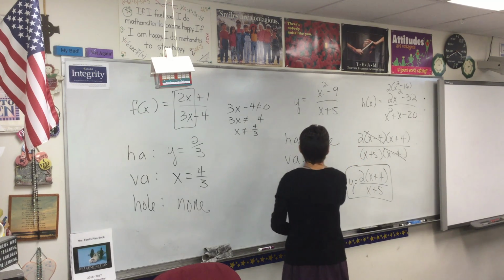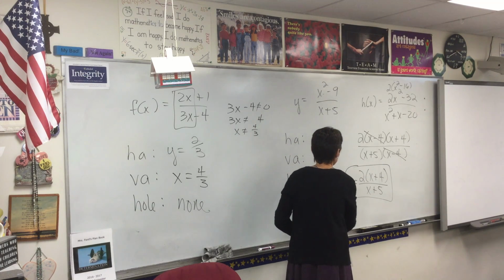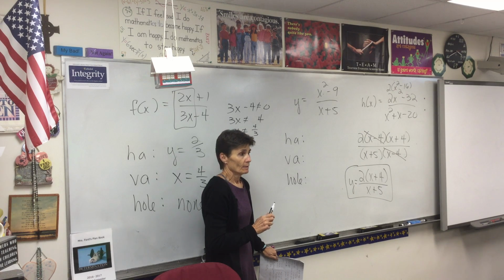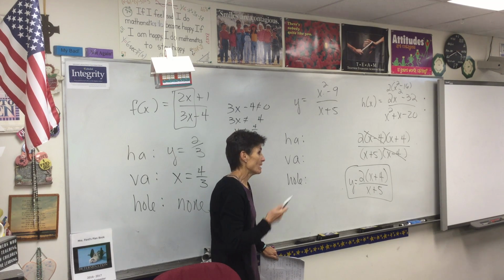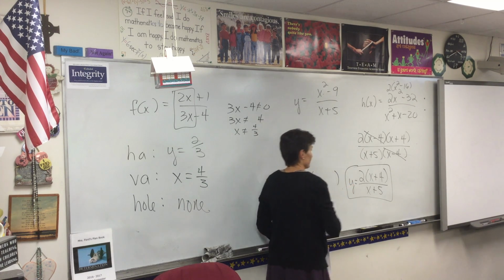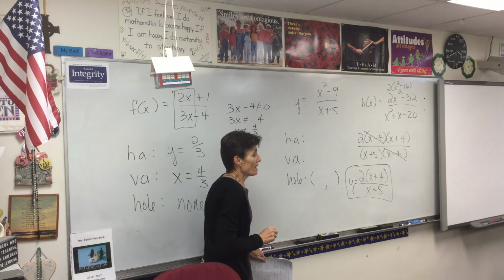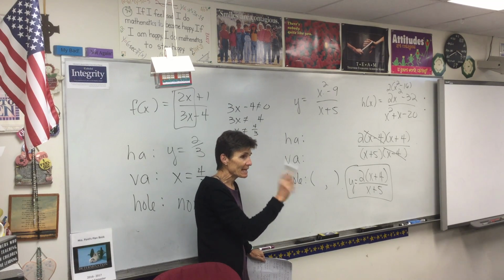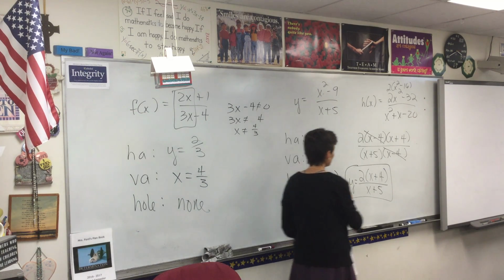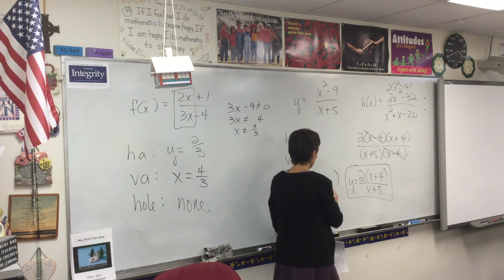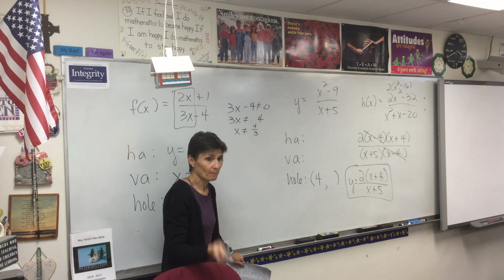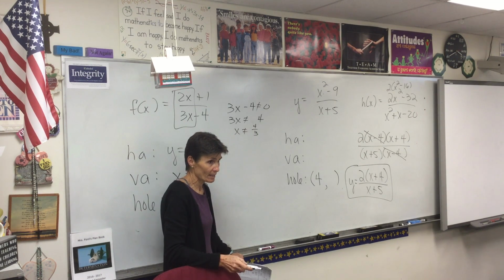Okay, so let's back up over here. I'm going to have a hole in this picture. I know the hole is a point, and the factor that I canceled out gives me the x coordinate. So I canceled out x minus 4, so I'm going to have a hole where x is 4. It's always the opposite, right?